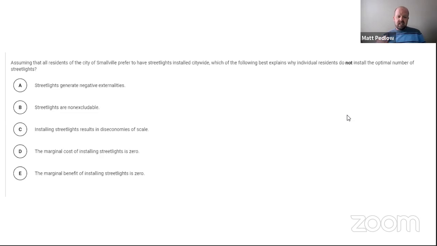And then C, D, and E all have to do with marginal cost, marginal benefit stuff. And we really didn't get into that much. And there's not a diseconomies of scale. As a matter of fact, the more you put in, you have economies of scale, it's getting cheaper and cheaper. We're going to talk about that in a couple of weeks. And then the marginal cost is zero. Well, that's not true. Each additional one's going to cost you more. And then the marginal benefit is not zero. No, you're getting additional benefit every time you put one up. So we go back to B.